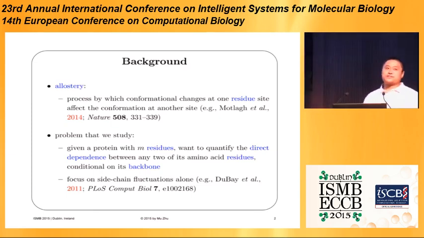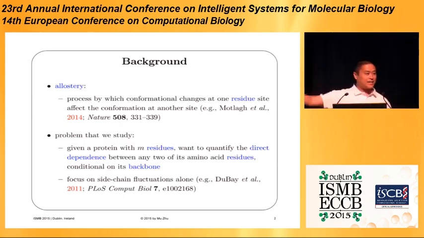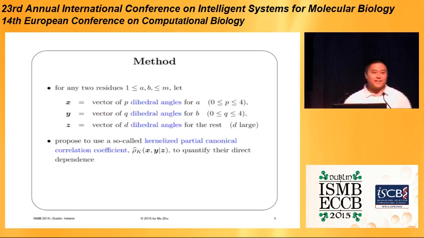And our approach follows somebody else's study, Dubai. We focus on side chain fluctuations alone. So how does a side chain fluctuation here affect side chain fluctuation in a different position? And we'd like to rank these pairwise dependences. So how do we do it?